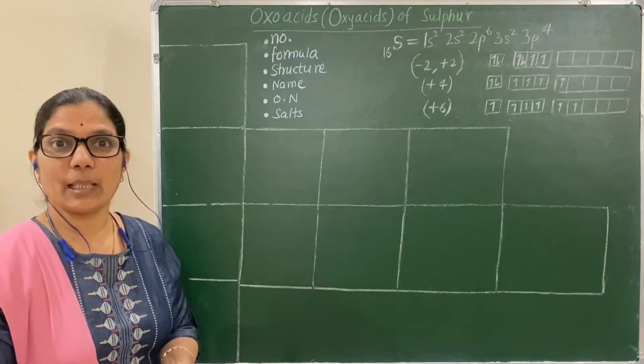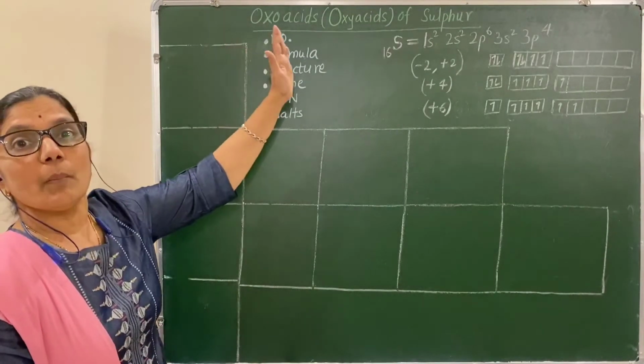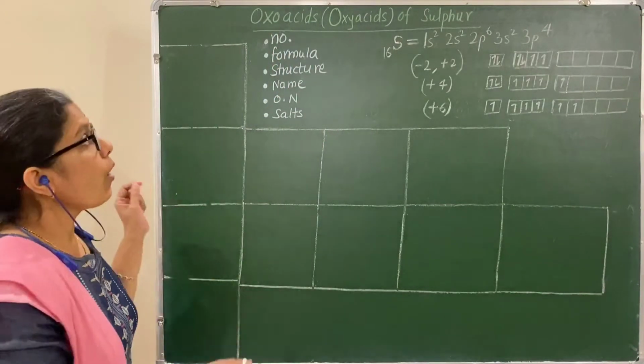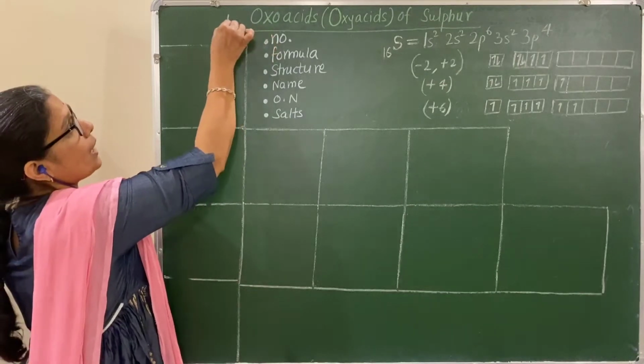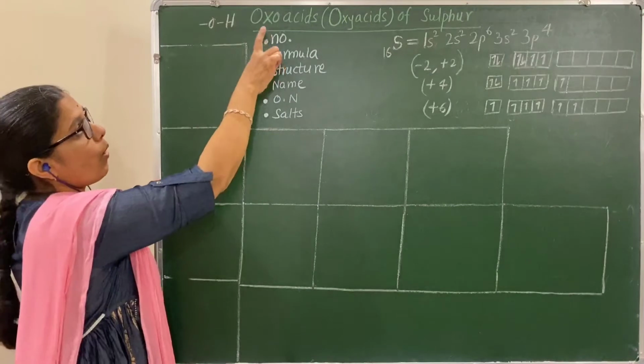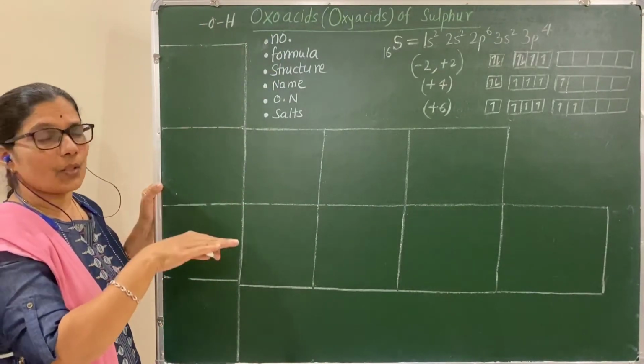Now you have the CET exam. So we are going to learn how to remember the oxoacids of sulfur. What is meant by oxoacids? Oxoacids are acids in which a hydrogen atom is attached to oxygen, that is, an O is there. Now let us see their formula, structure, etc.